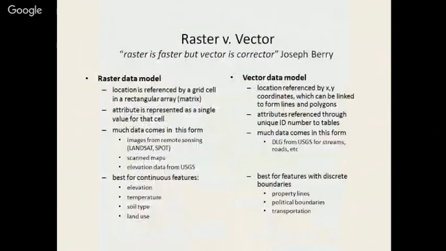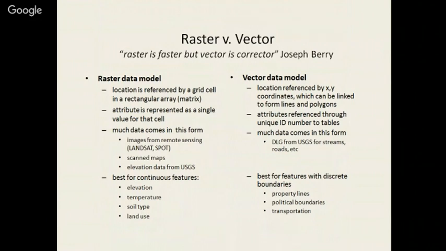And when we compare the raster and vector, it says the raster is faster but vector is more correct. In the raster data model, a location is referred to by a grid cell in a rectangular array, while in a vector model, a location is referred to by x and y coordinates. The attribute is represented as a single value for the cell, while in a vector model the attributes refer to unique ID numbers in the table.